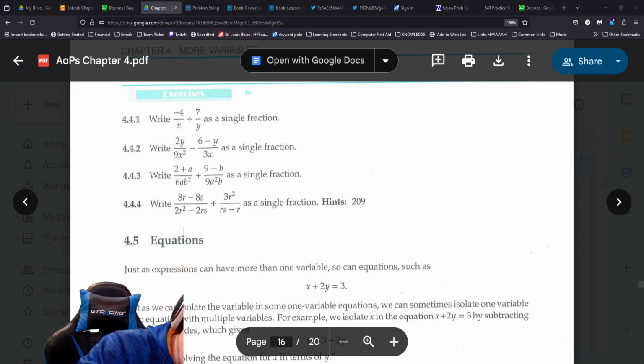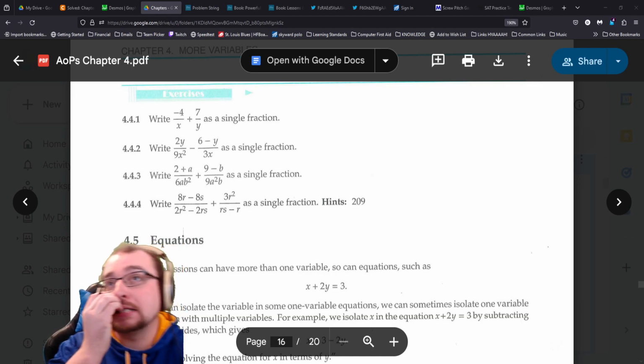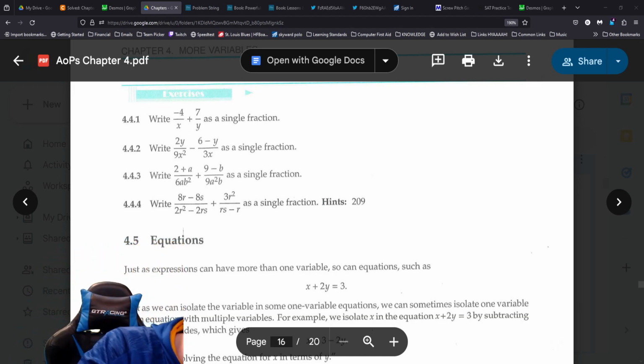First one's negative 4y plus 7x over xy. So if you already got that one done, you can check it there. But I'll show it to you in just a second. Only 4 problems. All these answers will be as simplified as possible. So if your answer is different, ask yourself if you can simplify it by factoring and then dividing, right? If you can't, then you might have goofed. Try to find that goof.